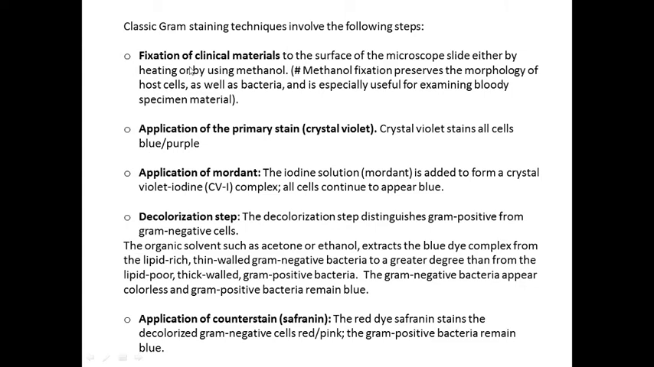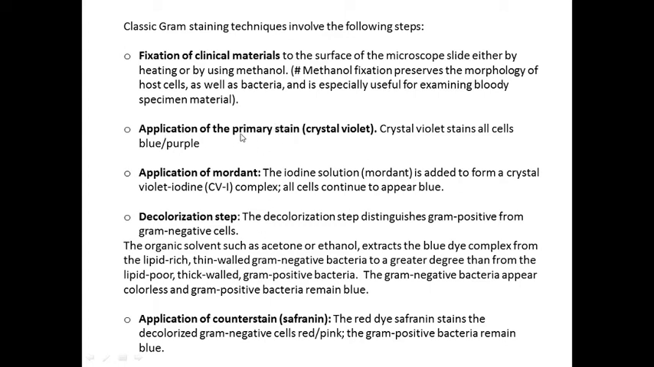It fixes the cells on the glass surface because there are washing procedures, and the cells should not get washed out. So that's why we carry out the fixation by heating, or we can even use methanol. It is the chemical agent which we can use as a fixative. After the heat fixation process, the staining procedure actually starts.